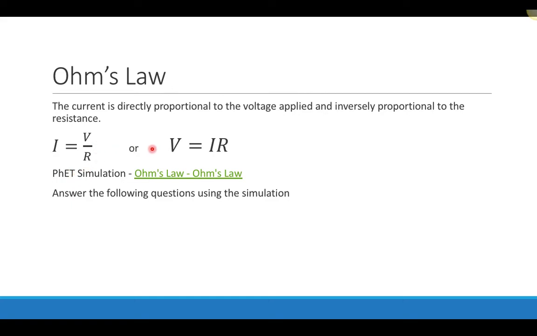Traditionally, we actually write Ohm's law as V equals IR. In other words, we multiply both sides of the equation by the resistance, and we write it this way so that the voltage in the circuit depends on the current that's flowing through the circuit and the resistance.